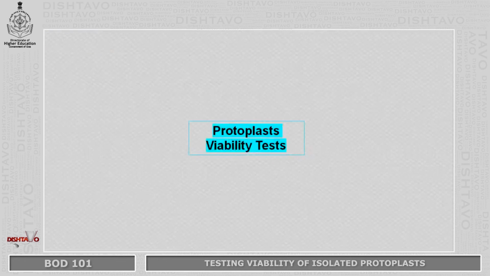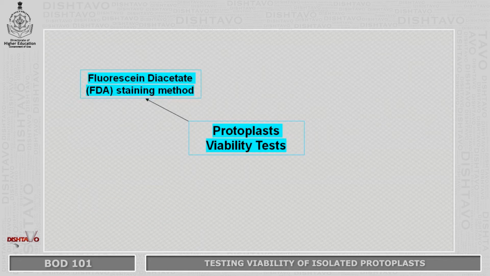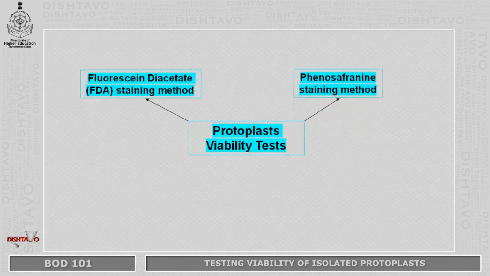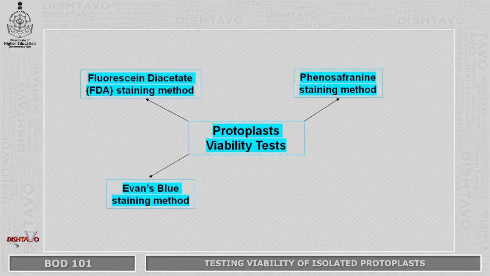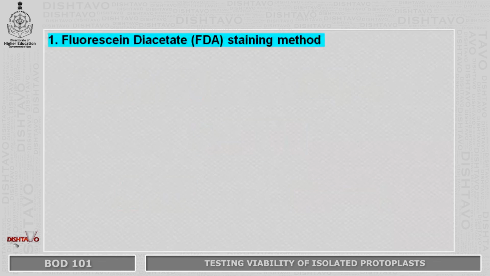The selection of protoplast is done by microscopic observation of untreated cells or after staining the cells with suitable chemicals to indicate active metabolism in the protoplast. By using 4 methods such as fluorescein diacetate or FDA staining method, phenosafranine staining method, Evans blue staining method, and calcofluor white staining method. Let us study first fluorescein diacetate or FDA staining method.